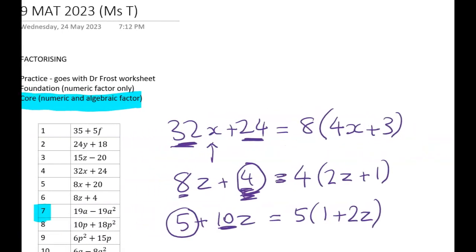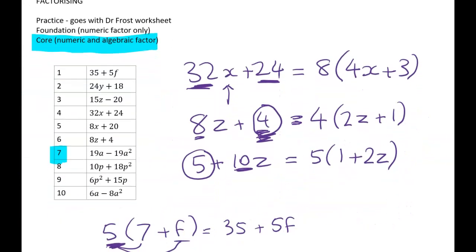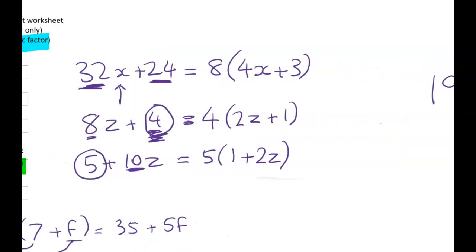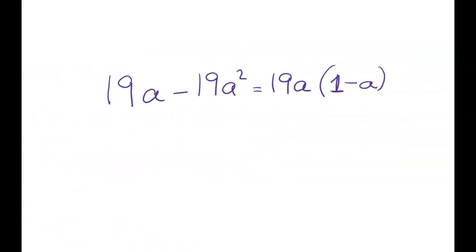So the method we're going to use now is, instead of just looking at the highest common factor in my numbers, I'm going to start looking at the highest common factor in the numbers, and then I'm going to look at the highest common factor in the letters. And I can extend that idea to have more than just one variable, but I'm not doing that in today's video. So 10p plus 18p squared. Let's do that one. 10p plus 18p squared.